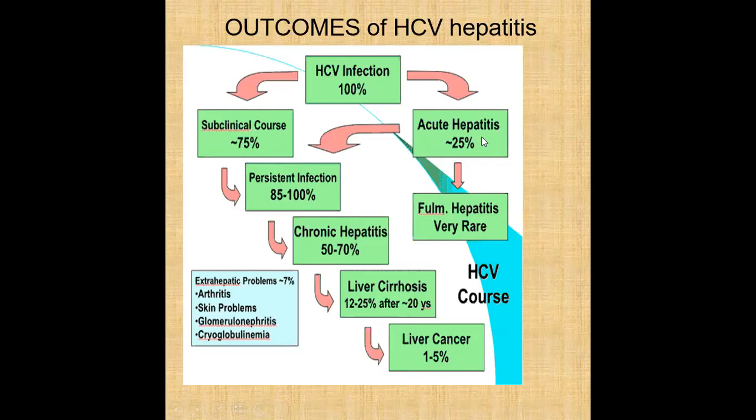Then in case of acute hepatitis, 25%. Then fulminant hepatitis is very rare. Here the hepatitis may get cured, but in this case the hepatitis keeps progressing. That is the hepatitis C virus course.